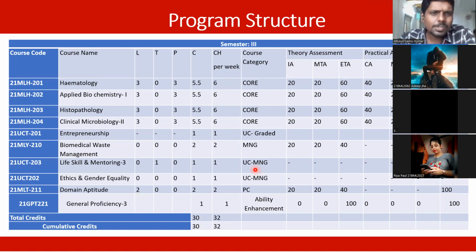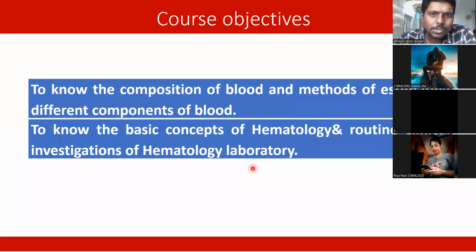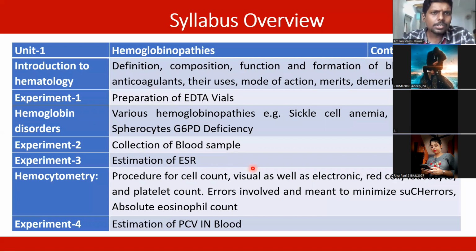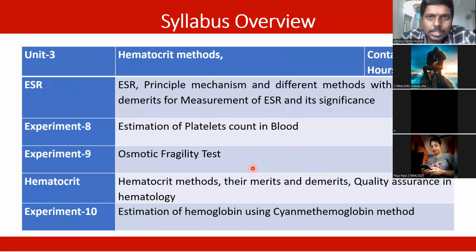Coming to the course objectives: upon completion of this course, you will know everything about the blood. Then the course outcomes: obviously, you will know everything regarding blood in specific domains that we will see in the next session. Coming to the syllabus, you have 3 units in this hematology.